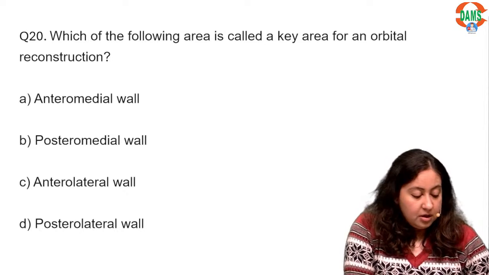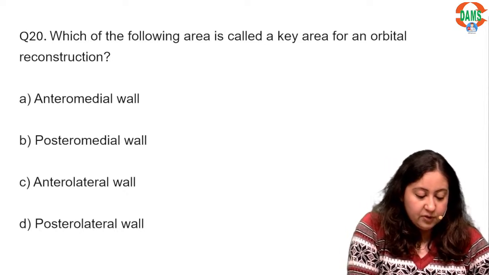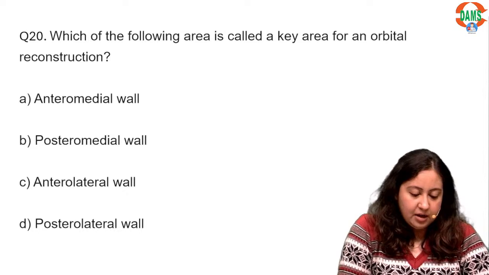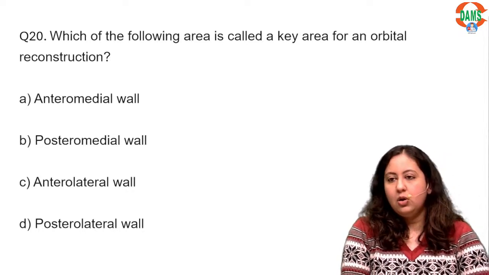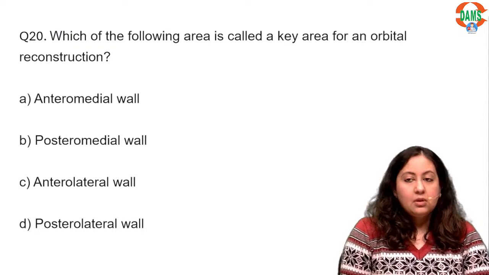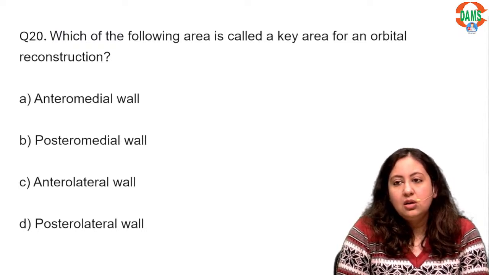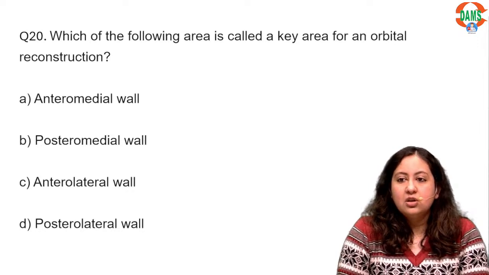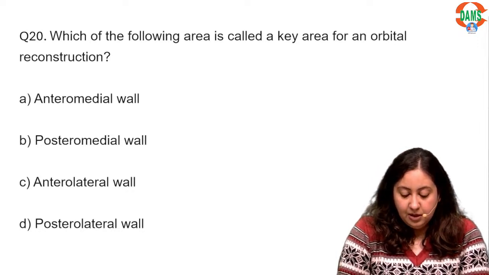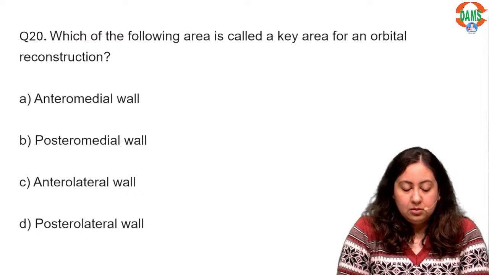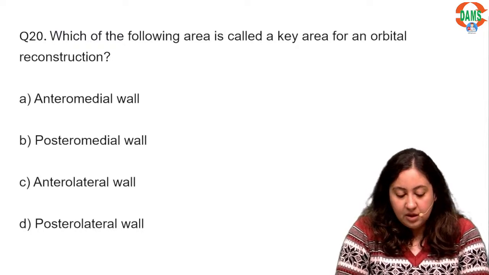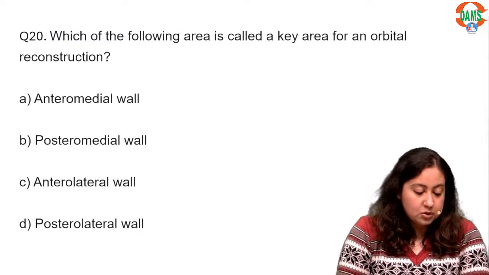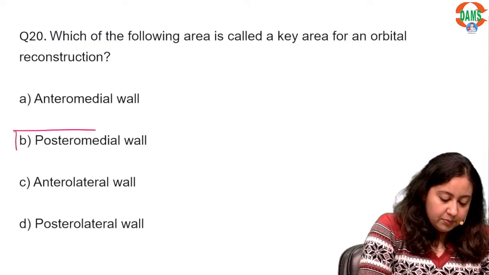Now, question number 20. Which of the following areas is called a key area for orbital reconstruction? A. Anteromedial wall, B. Posteromedial wall, C. Anterolateral wall, and D. Posterolateral wall. Now, this is another postgraduate level question. I actually cannot expect you all to know this question. I'll tell you the answer and I'll explain it also. So the answer is posteromedial wall.